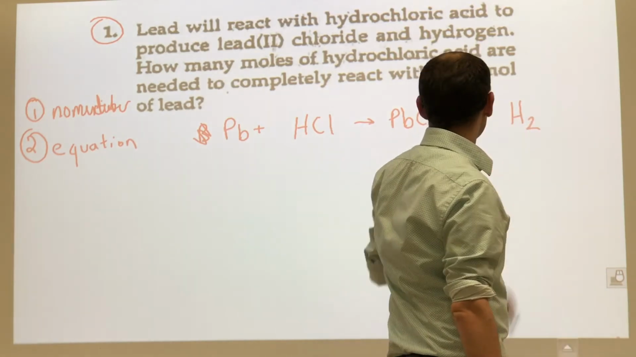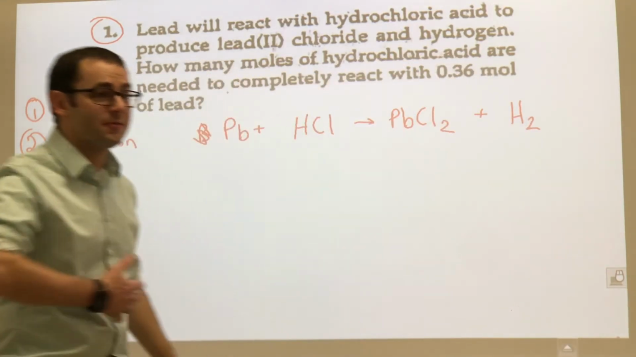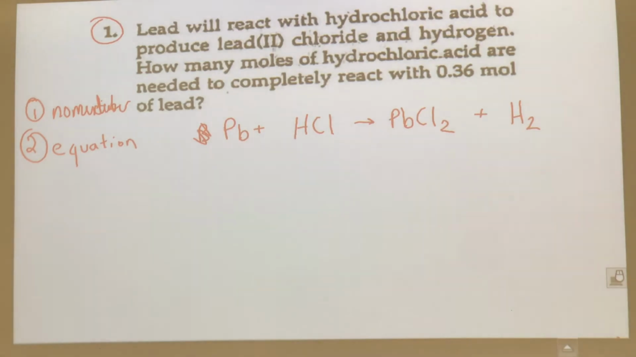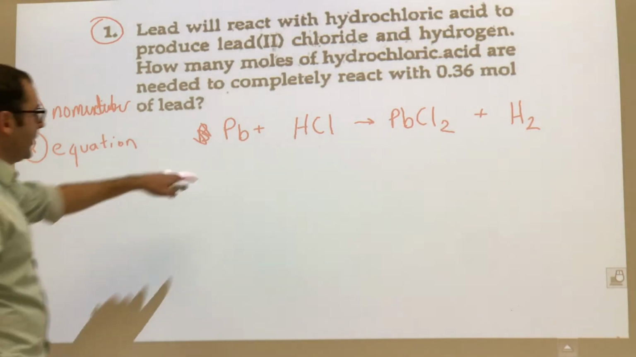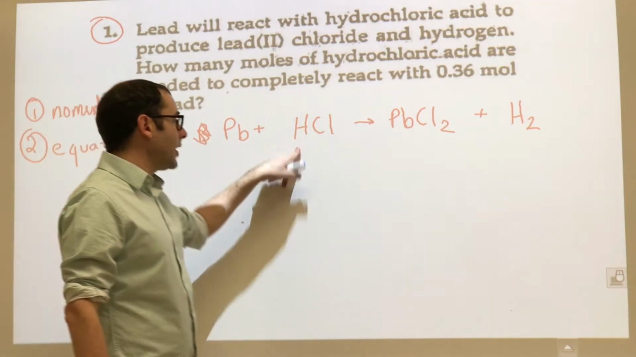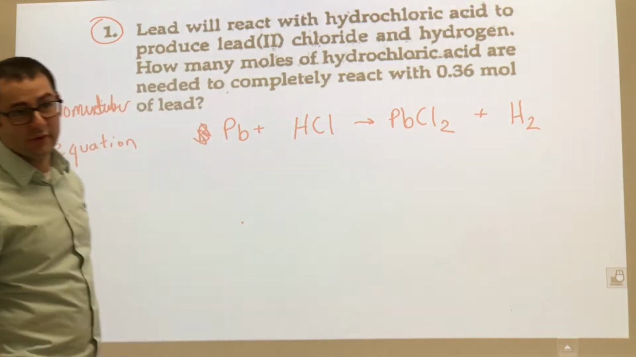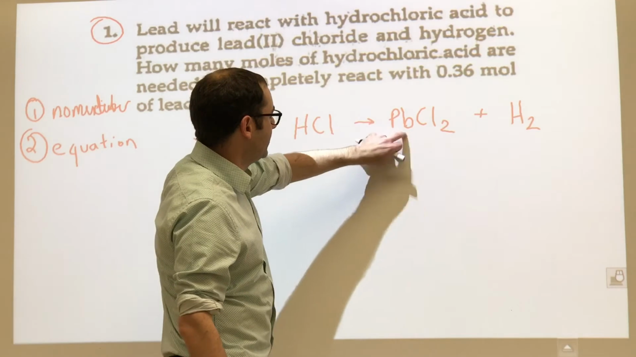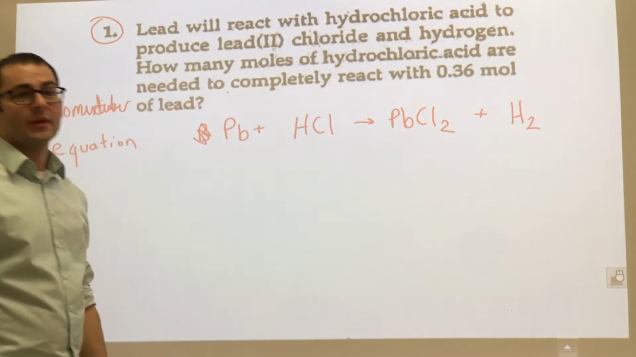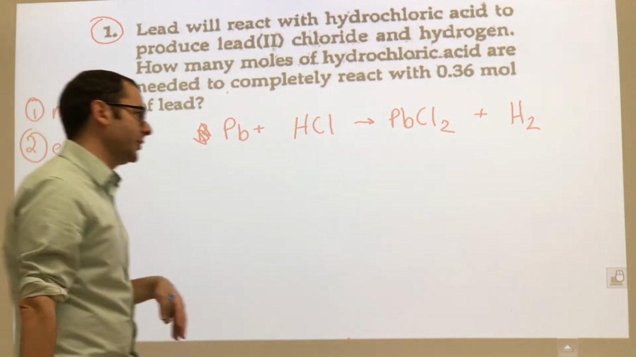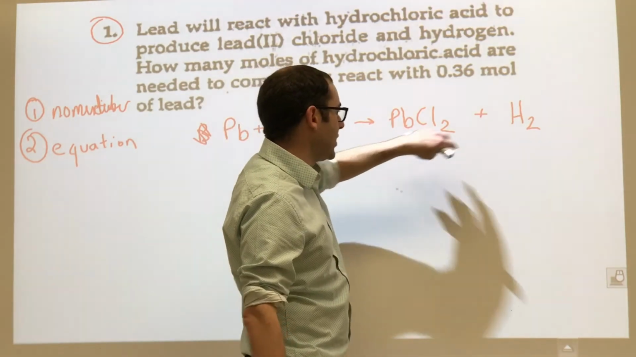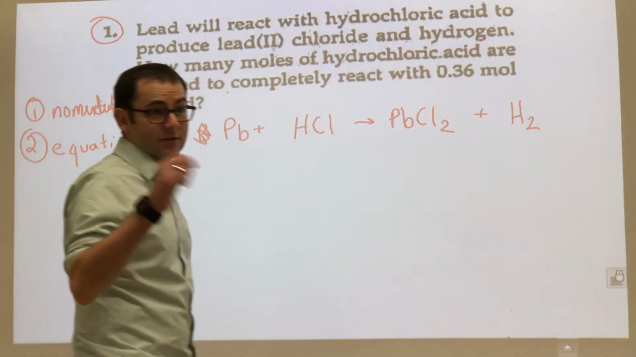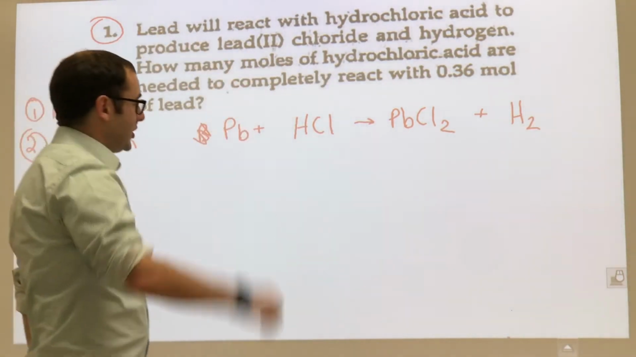Yeah, exactly. All right. Could we do states of matter if we wanted to? Of course we could. What would lead be? Solid. What would hydrochloric acid be? Yeah, the acids are going to usually be aqueous. That's good. What about the lead 2 chloride? It's going to be, yeah, aqueous. We could check our solubility chart, but yeah, this should be aqueous as well. And then the H2 is gas. Good, yeah. So you'd have a g after that as well.